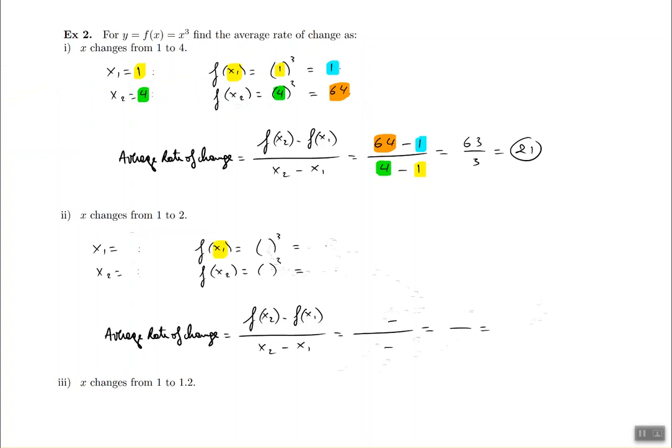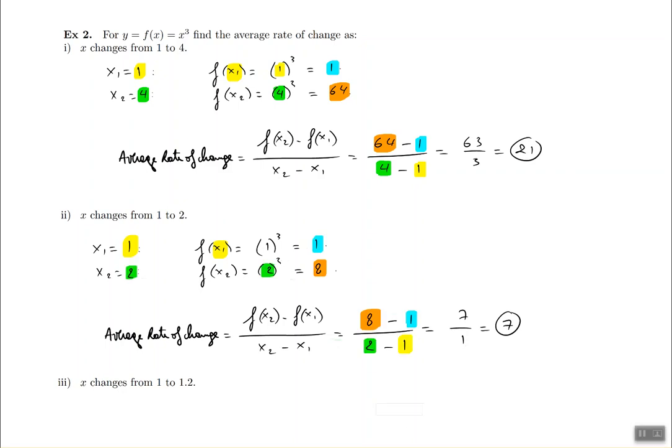Okay, so for part 2, the x1 is 1, and the x2 is 2. So 1 cubed is going to be 1, and 2 cubed is going to be 8. And then again, I do 8 minus 1 divided by 2 minus 1. So this is 7 divided by 1, which is at the end just simply 7. I hope you got the right answers.